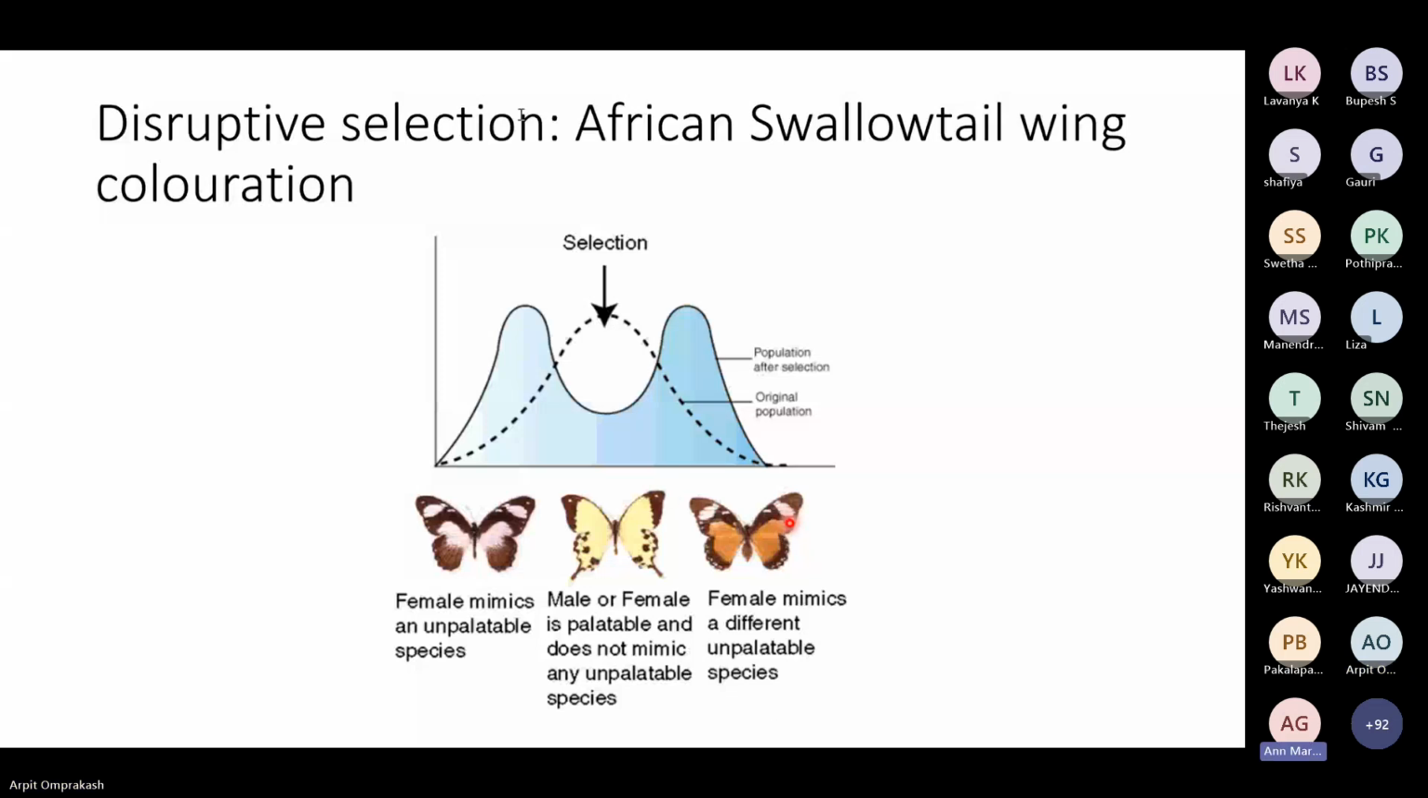Oh, okay. Sir, but if the male ones are the color which is there in the middle, and if nature is against them, how is the population of those butterflies increasing? I mean, how are they able to survive?